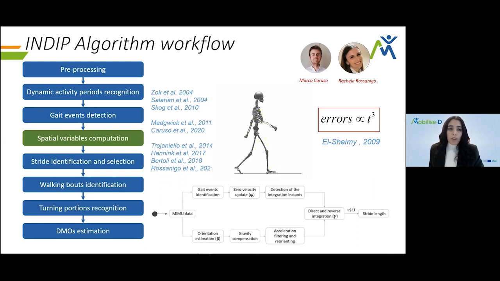The Madgwick filter was optimized for gait and implemented by Caruso and colleagues to compute a more accurate orientation estimate. Moreover, to maximally improve our dead reckoning implementation, we performed a sensitivity analysis to optimize each of the relevant parameters specifically for analyzing gait and improve our estimates of spatial variables.